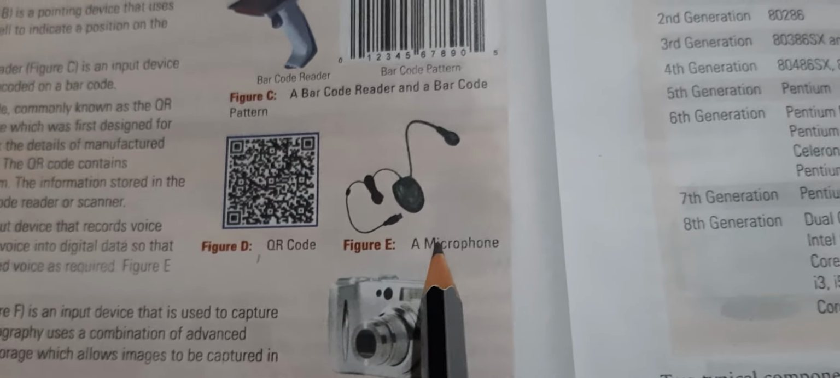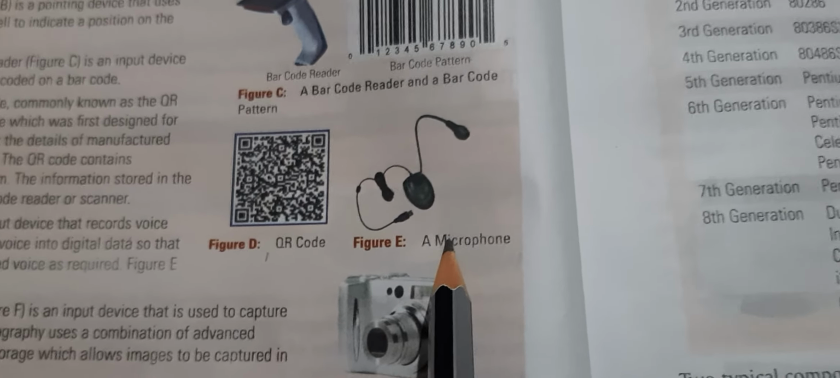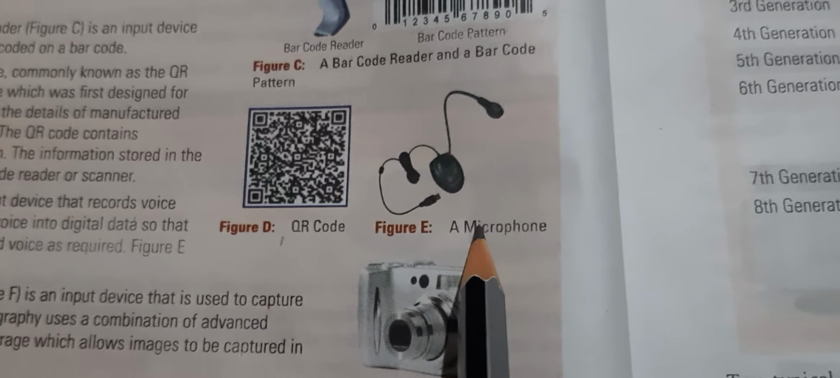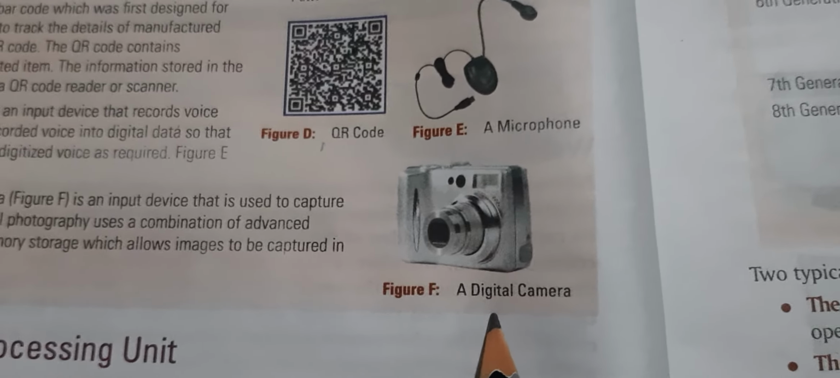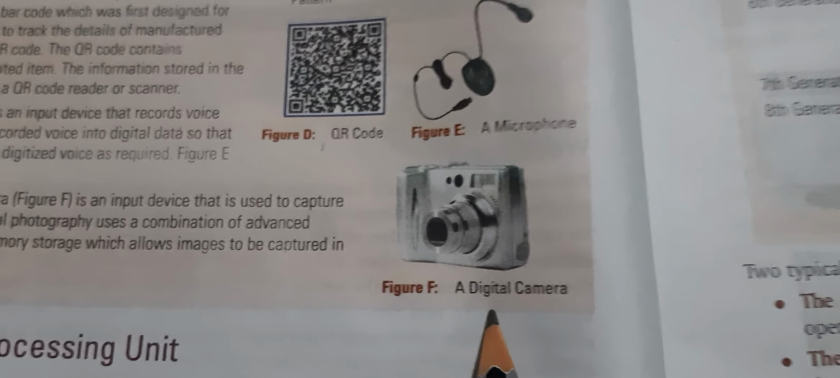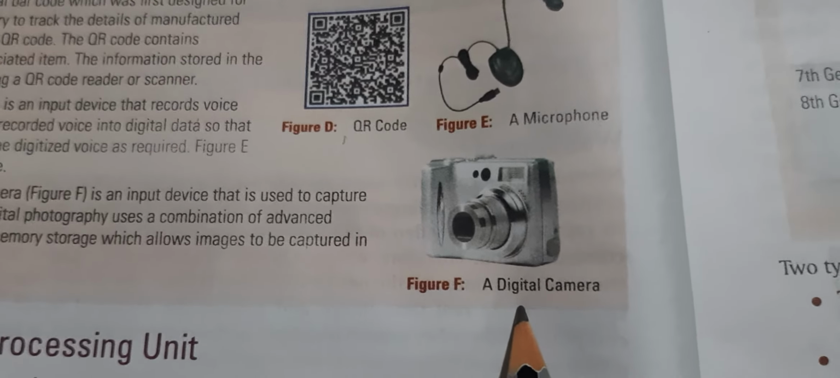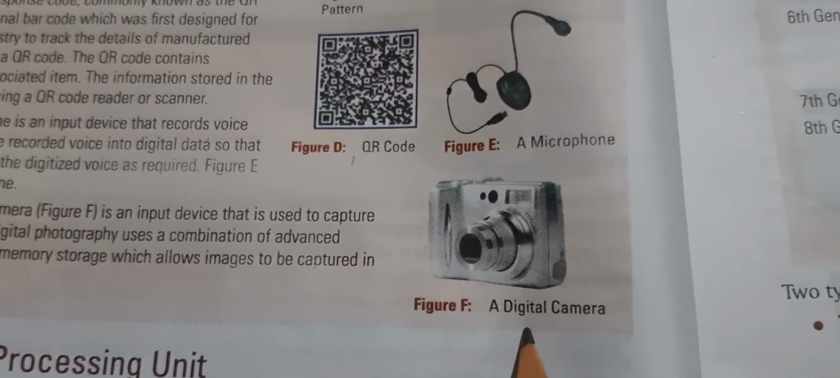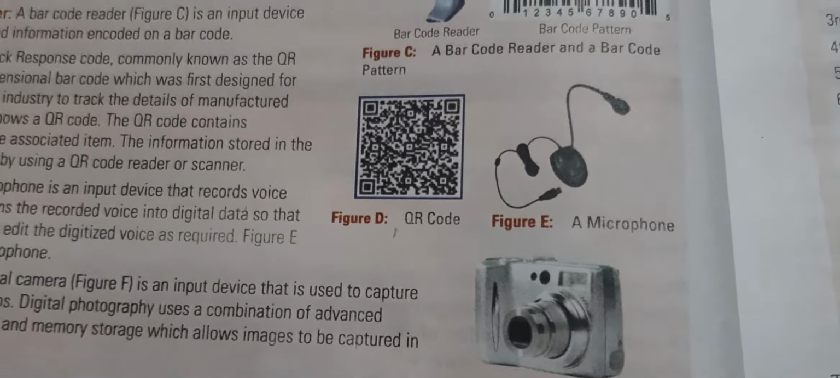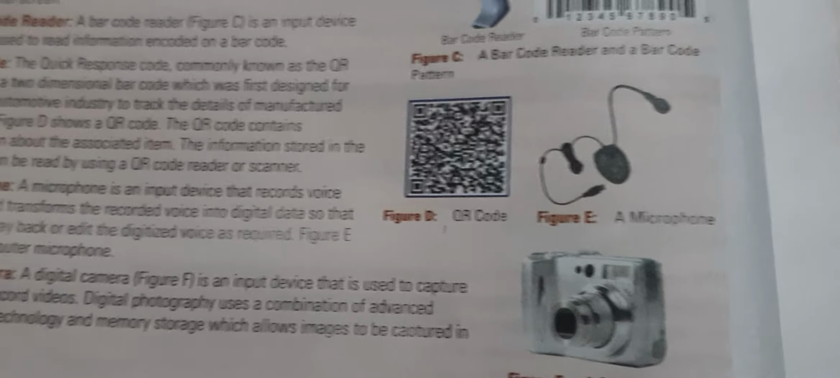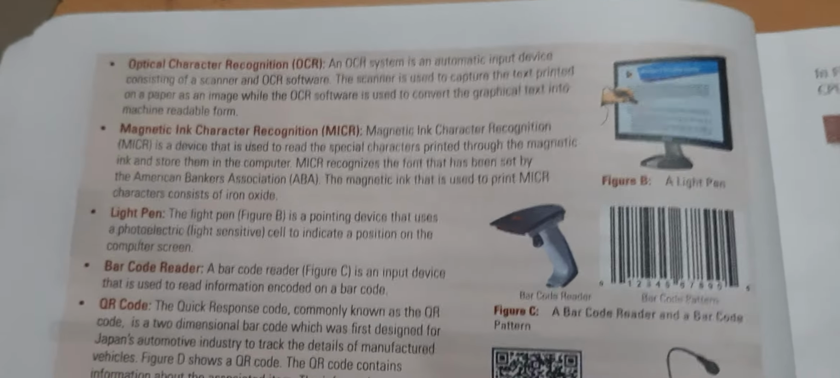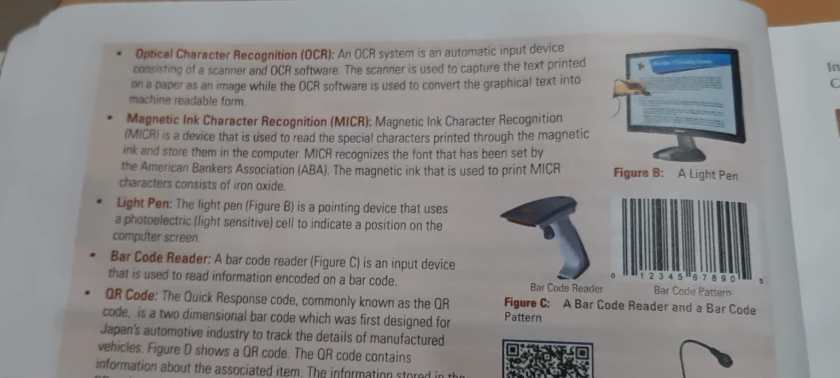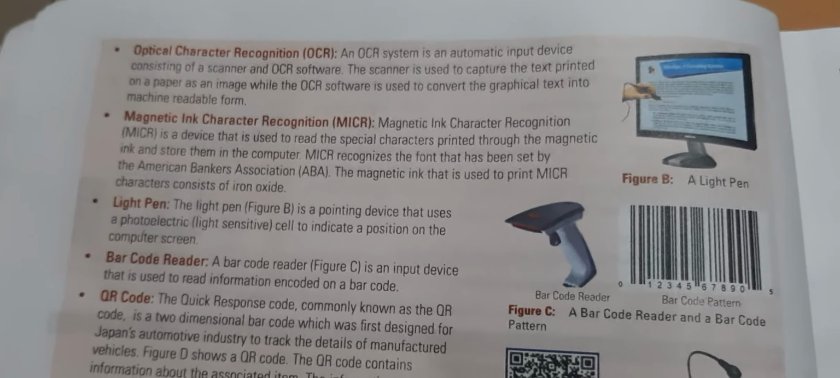Another type of input device is the microphone, to input your voice inside the computer, and the last is the digital camera. This is also a type of input device because it helps us to input our photographs inside the computer. Okay, dear students, today we discussed the different types of input devices, and next we will discuss the different types of processing units. Okay, thank you.